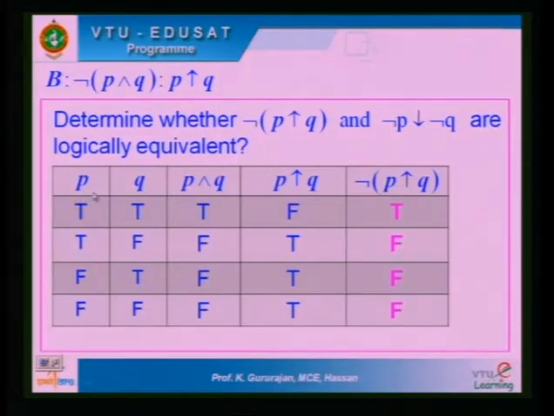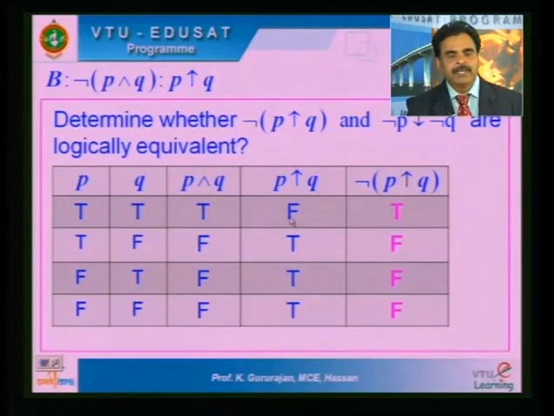To begin with, P and Q. So, four options I work with: T T, T F, F T, F F. I know that P and Q will assume the truth value T only when both P and Q are true. Otherwise, false. So T T means T, otherwise it is false. Now, what does P nand Q mean? It is the negation of P and Q. So T will be replaced by F.